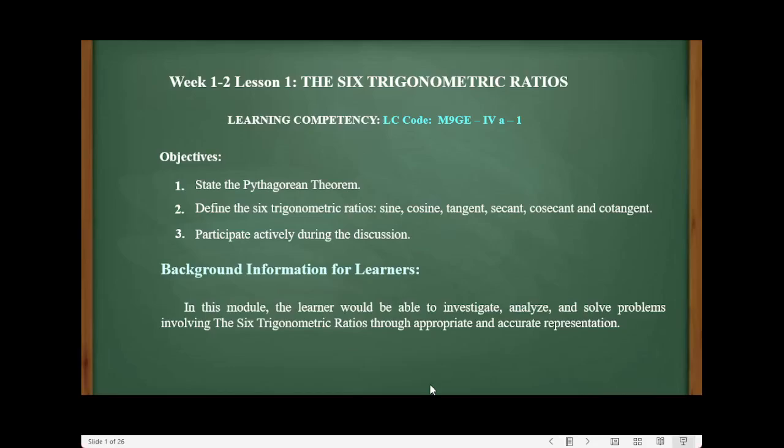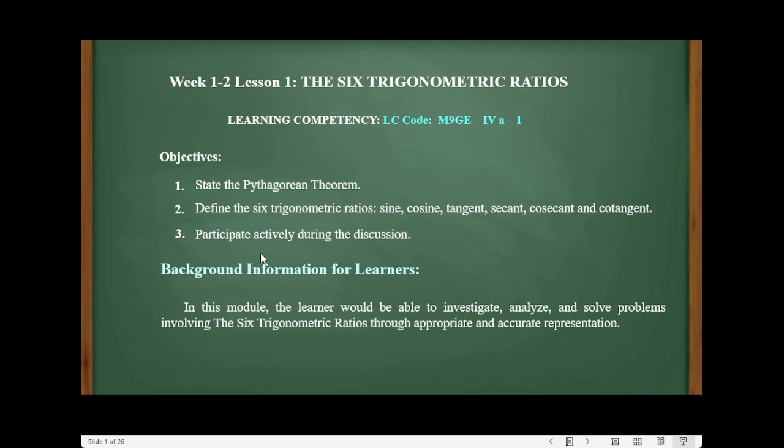Hello everyone. Again, this is your junior high school math teacher, and in this video, we will continue with the discussion of the six trigonometric ratios. Last time, I discussed the sine and cosine trigonometric ratios. In this video, we will now consider the next two, and these are the tangent and the cotangent trigonometric ratios.